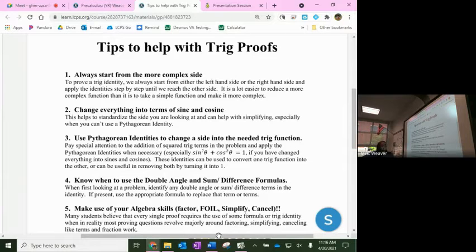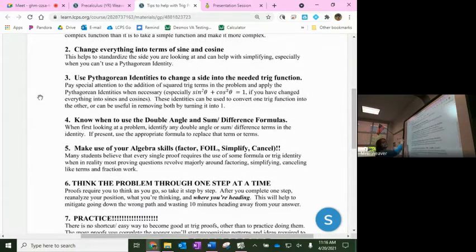All right. Second, change everything in terms of sine and cosine. We've talked about that. That's a frequently used tip, especially when you can't use the Pythagorean identity. Step 3, use Pythagorean identities to change a side into the needed trig function.